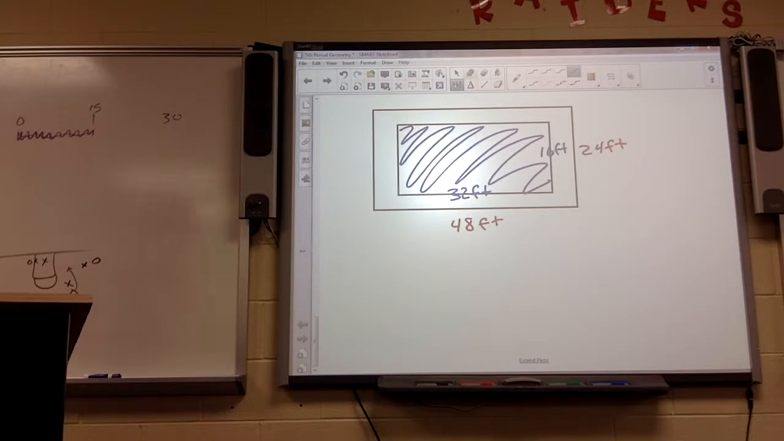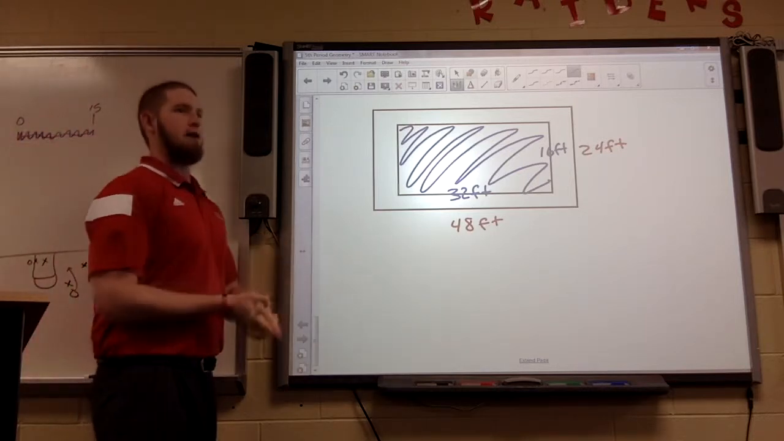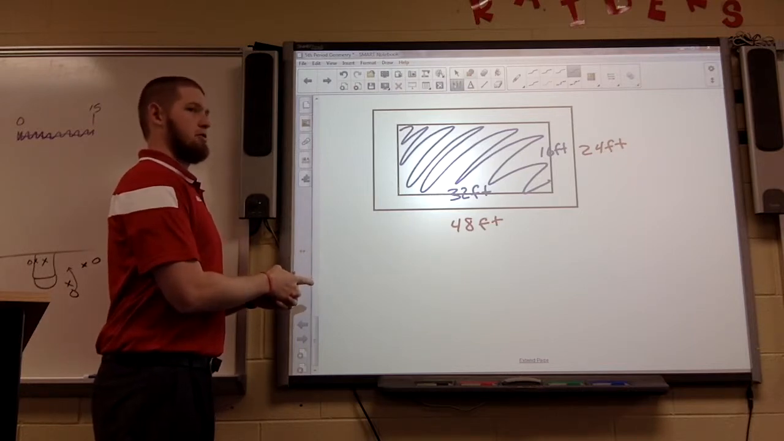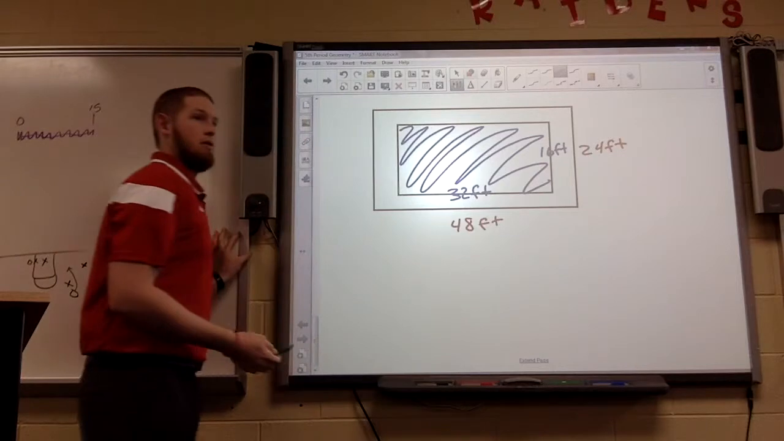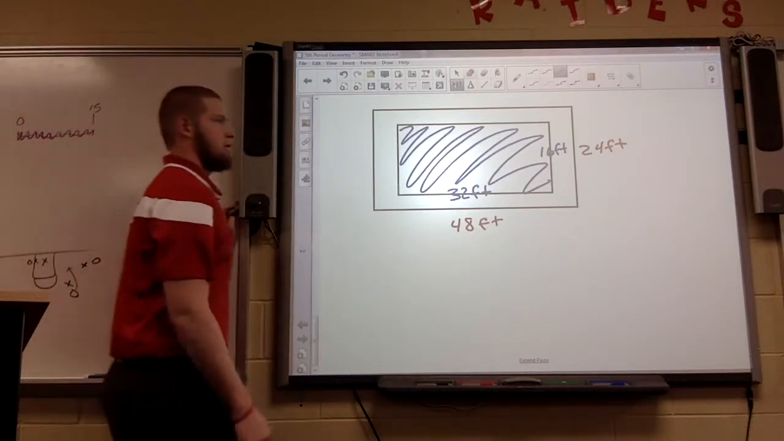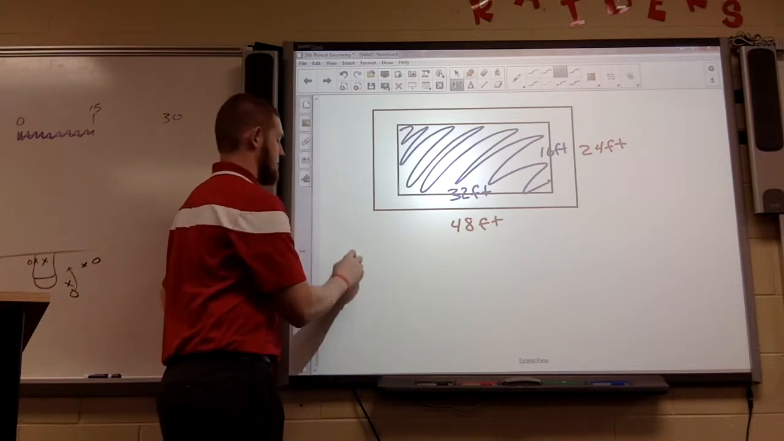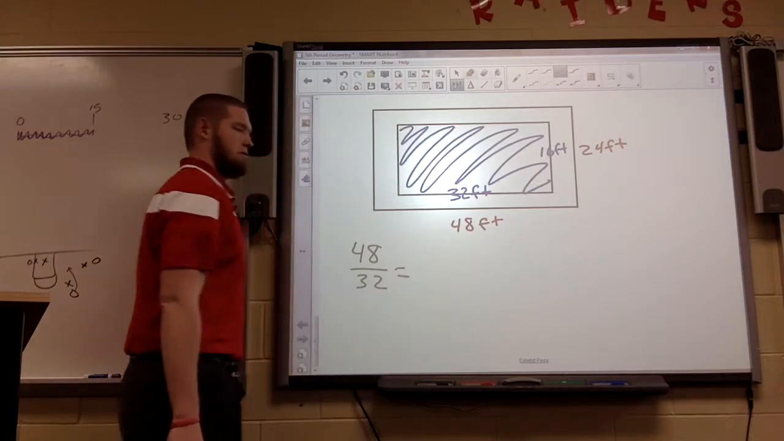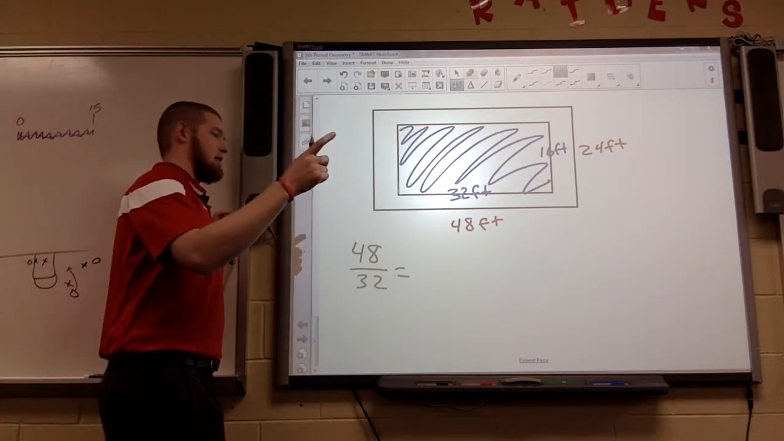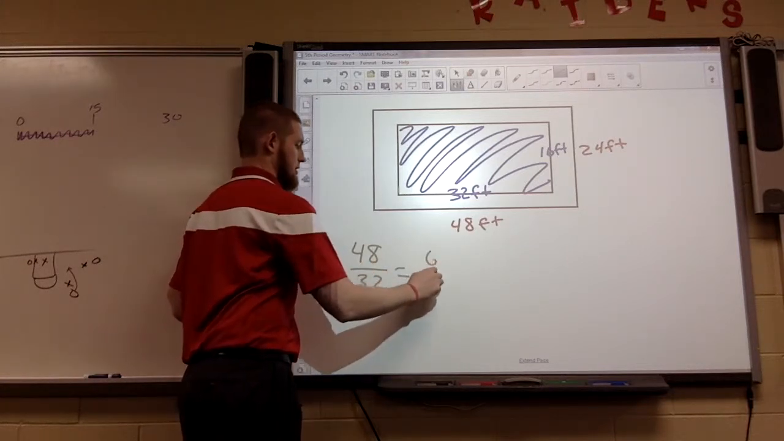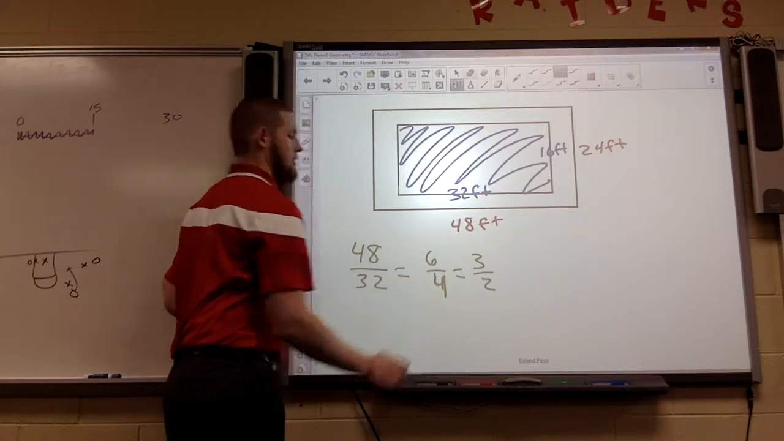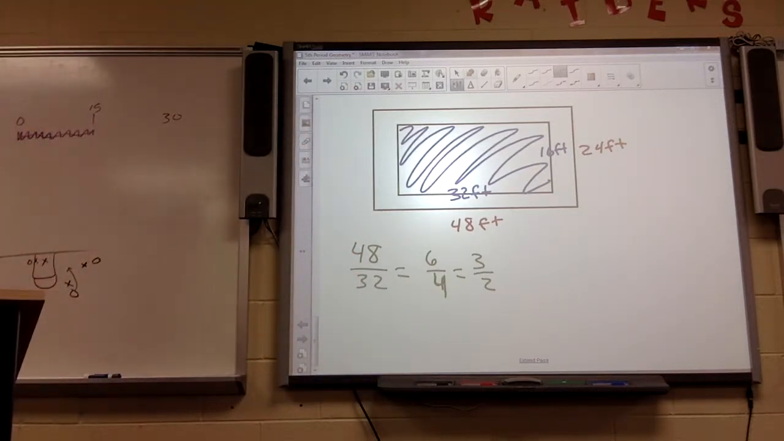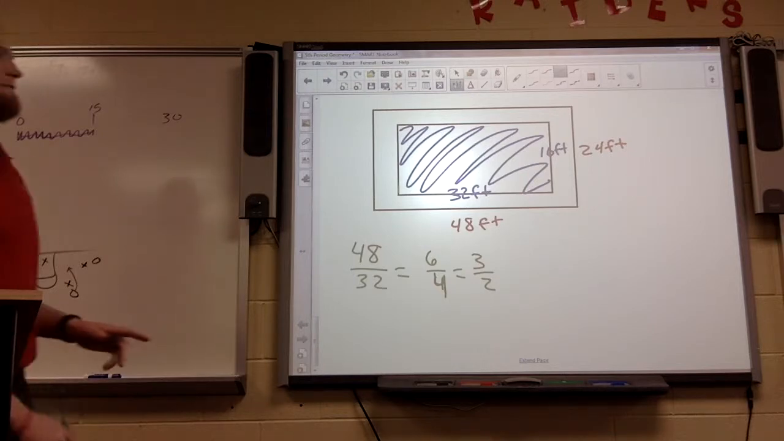Now, first of all, if I'm going patio to pool, what needs to come first? The bigger numbers, the patio numbers. So, does it matter if I do 48 to 32 or 24 to 16? No. It shouldn't. Not if they're similar. Which one do we want to do? 48 to 32. What can I take out of both of those? 16. An 8. What's this change to? 6 to 4. 3 to 2. Okay, so I have 3 to 2. Now, the next question says, find the ratio of their perimeters. Well, first of all, how do I find the perimeter of something?